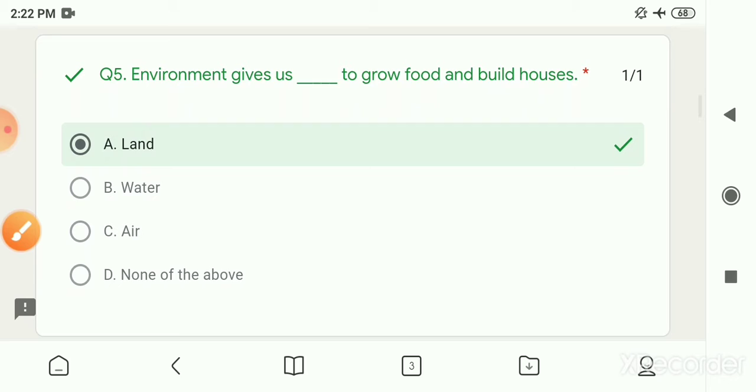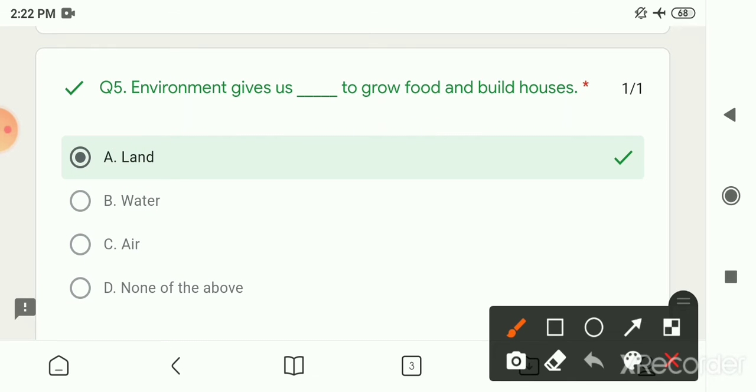Next fifth number: environment gives us blank to grow food and build houses. What does the environment give us to grow the food and build houses? The options are land, water, air or none of the above. So here your answer is option A, land. Environment gives us land to grow food and build houses.